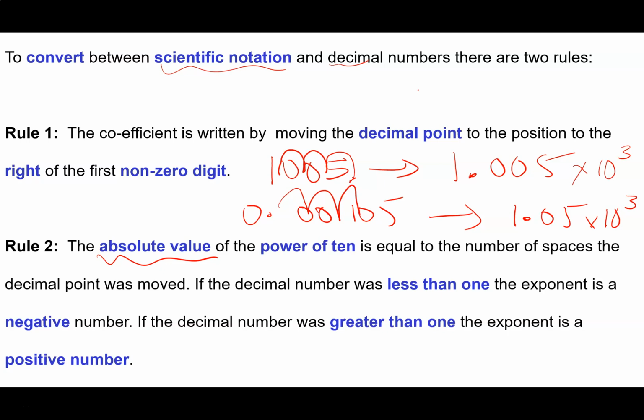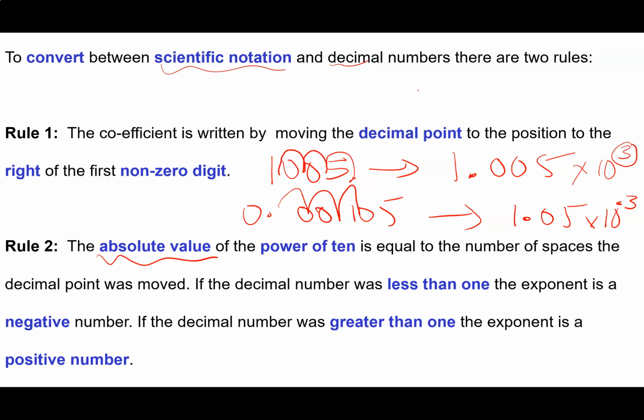But now I've got to decide the sign of my power of 10. So what I've got to recognize is if I start with a small number that's less than 1, then the sign on my power of 10 will be a minus. And if I begin with a number that was greater than 1, then the sign on my exponent will be a positive number. And so that's it.